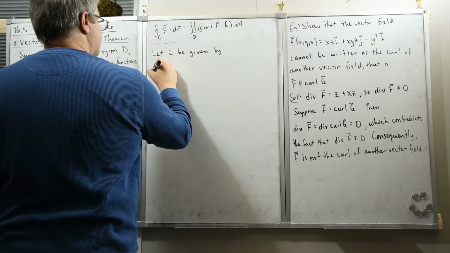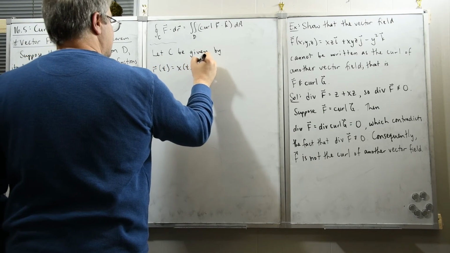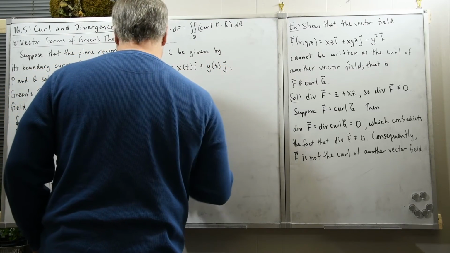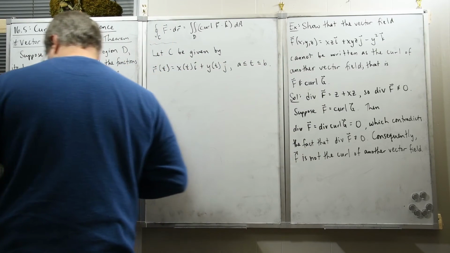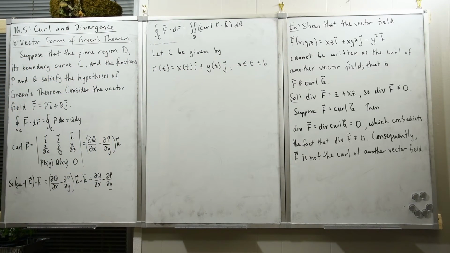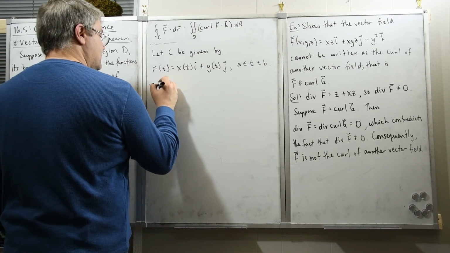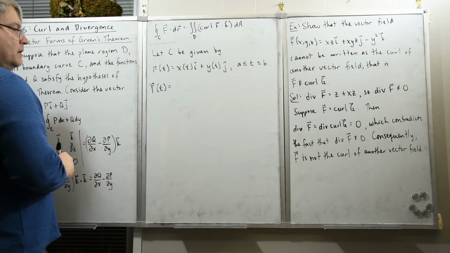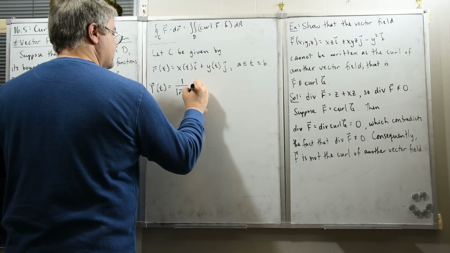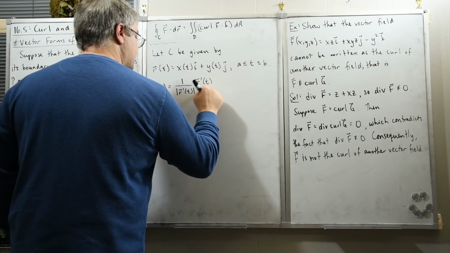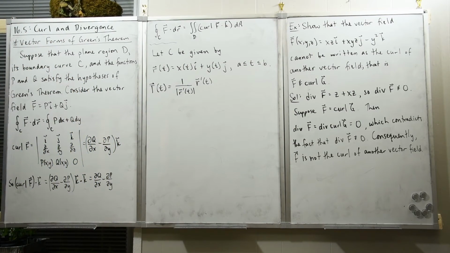Let C be given by r of t, x of t i plus y of t j, and we'll have t ranging from a to b. Now, you may recall from several chapters ago this idea of a unit tangent vector. The unit tangent vector T is the same thing as 1 over the magnitude of r prime of t times r prime of t. But what are the components of r prime of t? Well, x prime of t and y prime of t.